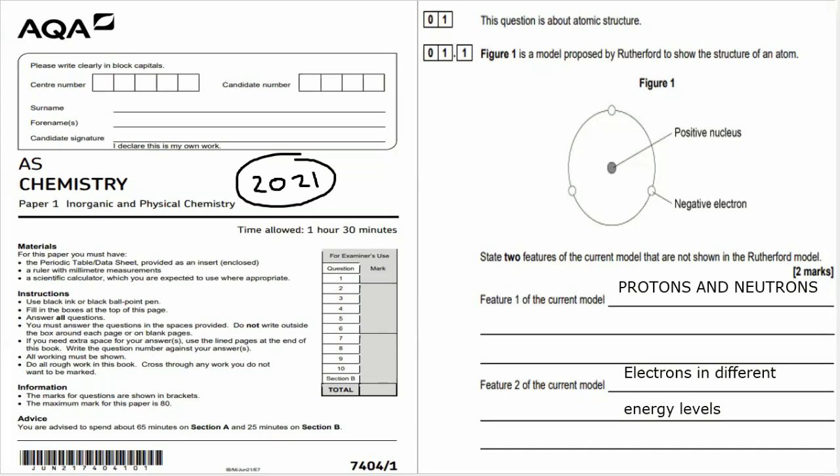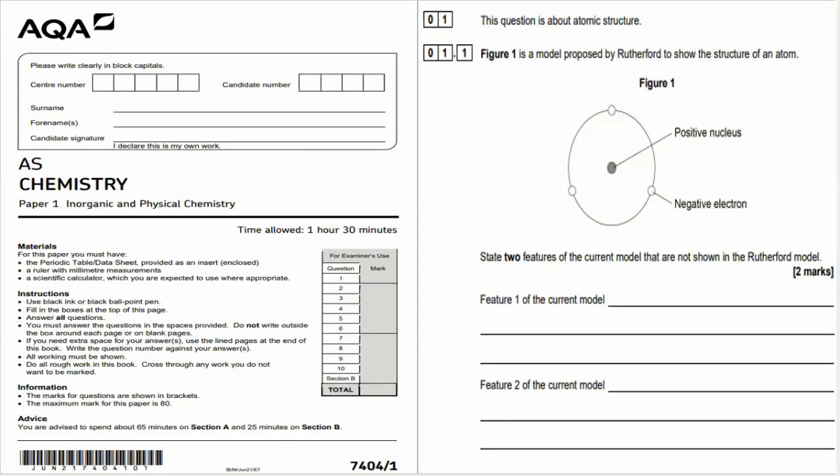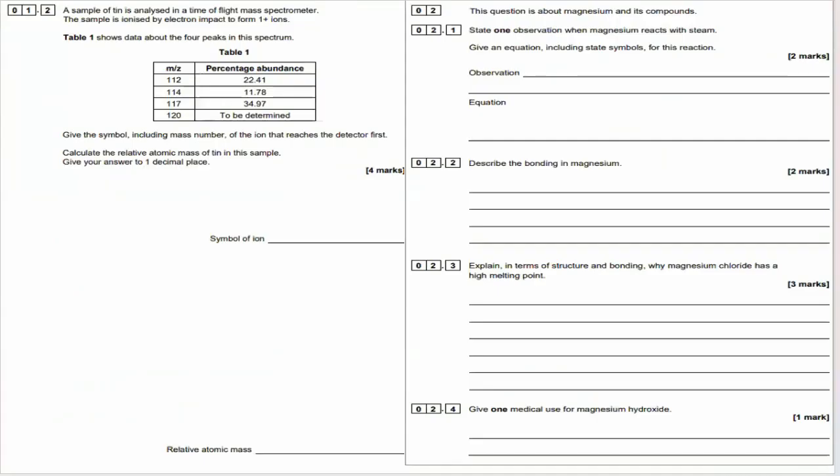Okay, moving on to question 1.2. A sample of tin is analysed in a time-of-flight mass spectrometer. The sample is ionised by electron impact to form +1 ions. Table 1 shows the data about the 4 peaks in the spectrum, m/z 112, and so forth. You can see we've got the percentage abundance for all the different m/z ratios except for the one at 120.